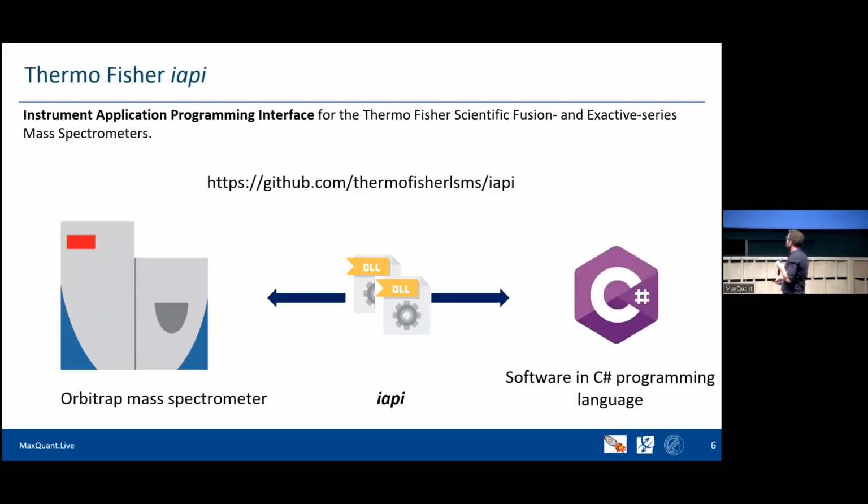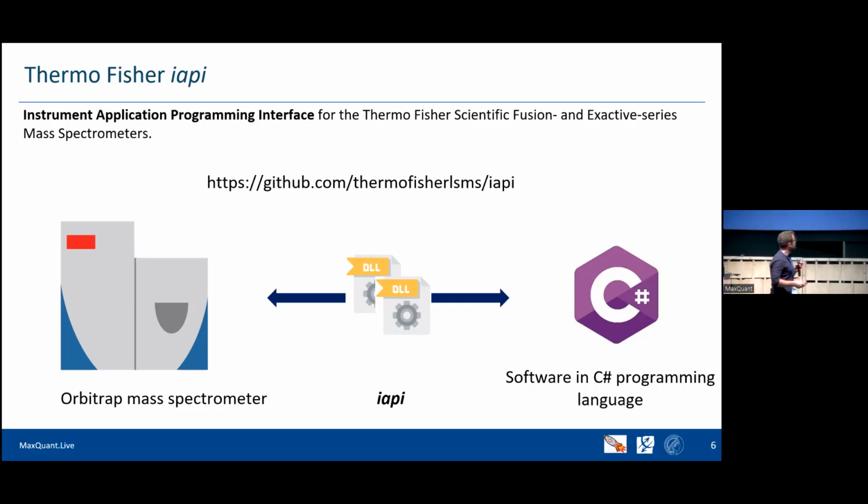So the whole software is based on a library, a programming interface provided by Thermo Fisher, which allows you to connect a software tool that you write in C#. It's a C# library, and C# is a programming language, if you didn't know that. It allows you to write code to control your Orbitrap mass spectrometer. It's on GitHub, and you can check it out there.